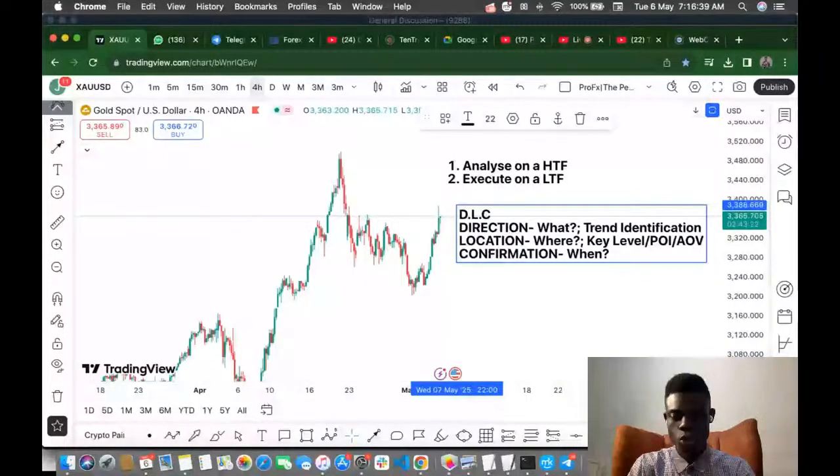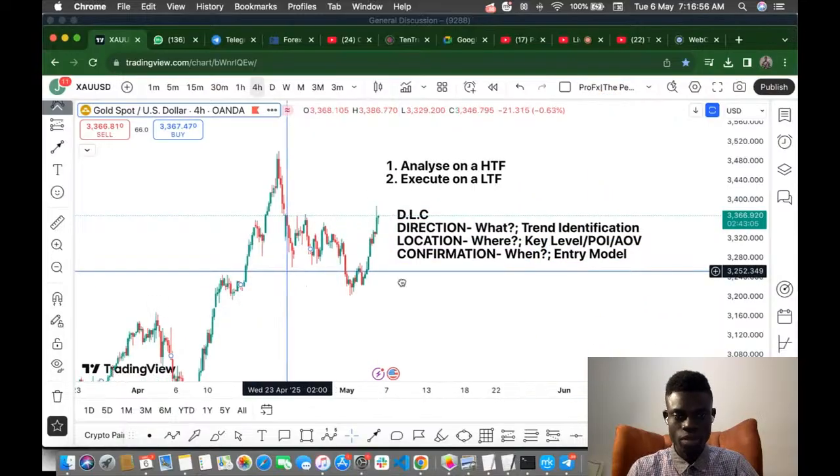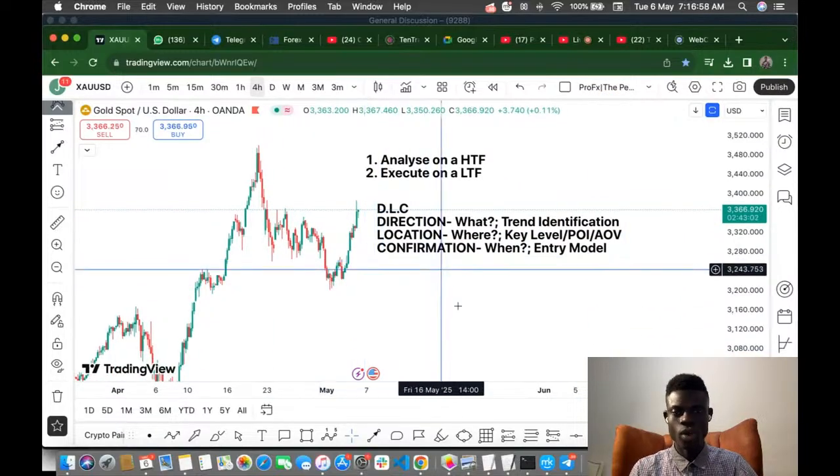And what we're identifying here is the entry. Identifying the entry model. So this is a summary of what you need to do. It's like a rule of engagement.